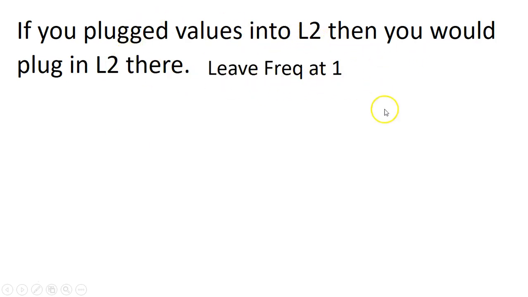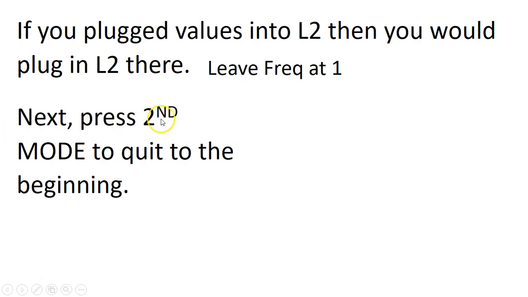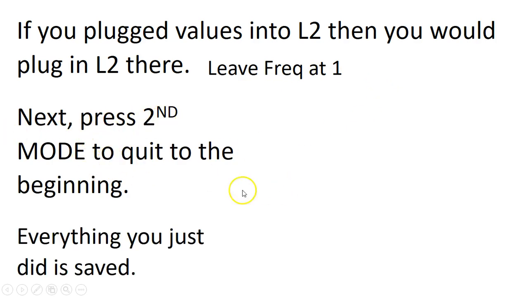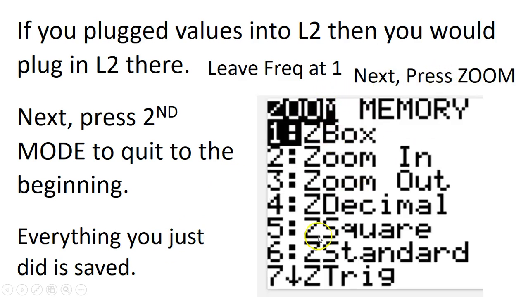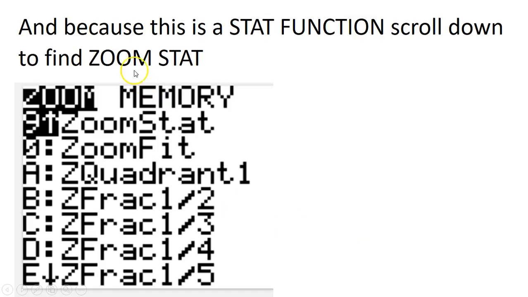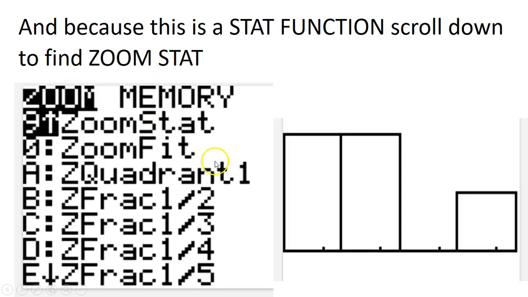But leave the frequency at 1, and then next press second and mode, because second and mode always quits you back out to the main screen, and everything you just did should be saved in there. So next you press zoom, and when you press zoom, it looks like this, and we want to scroll down because we're looking for ZoomStat. So you press ZoomStat, and this is the histogram that I get. So there's my histogram.